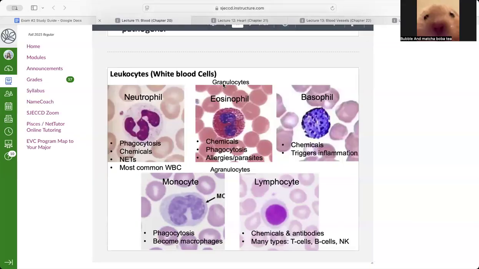Okay, so let's go over each of these. Neutrophils are the most common. They make up about 54% to 60% of leukocytes.